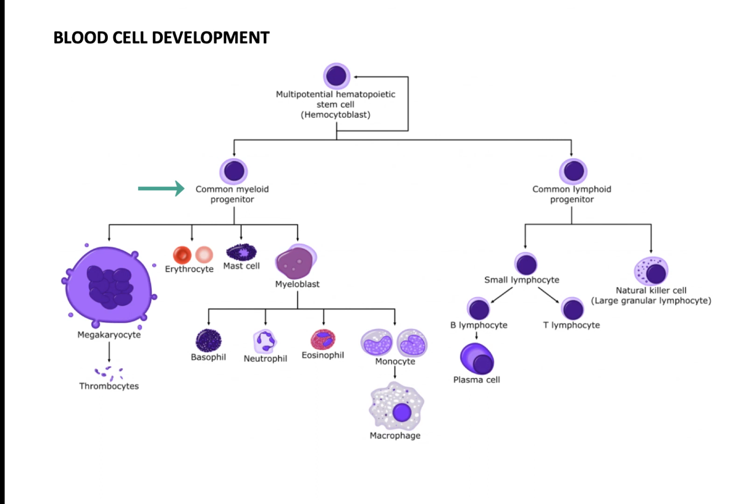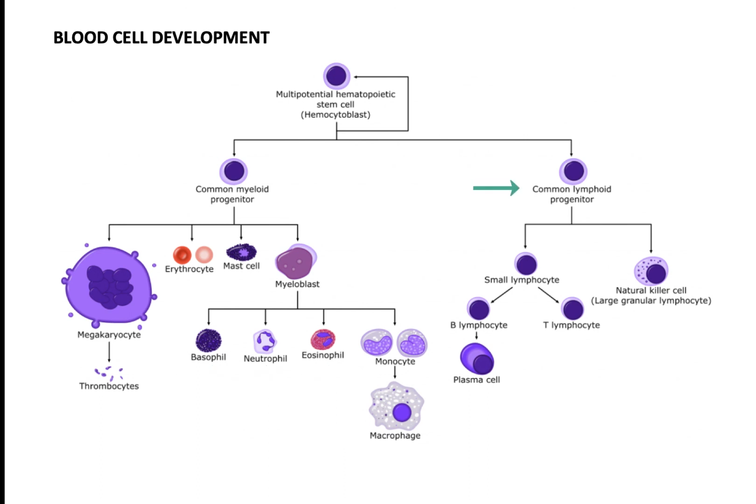The myeloid progenitors can become megakaryocytes, erythrocytes, that is red blood cells, mast cells, or myeloblasts. And the myeloblasts can further differentiate into basophils, neutrophils, eosinophils, and monocytes, and the monocytes can progress into macrophages. These can be involved in oxygen transport, such as erythrocytes, clotting for the megakaryocytes, as well as the innate immune response. Those are the basophils, neutrophils, eosinophils, and macrophages.